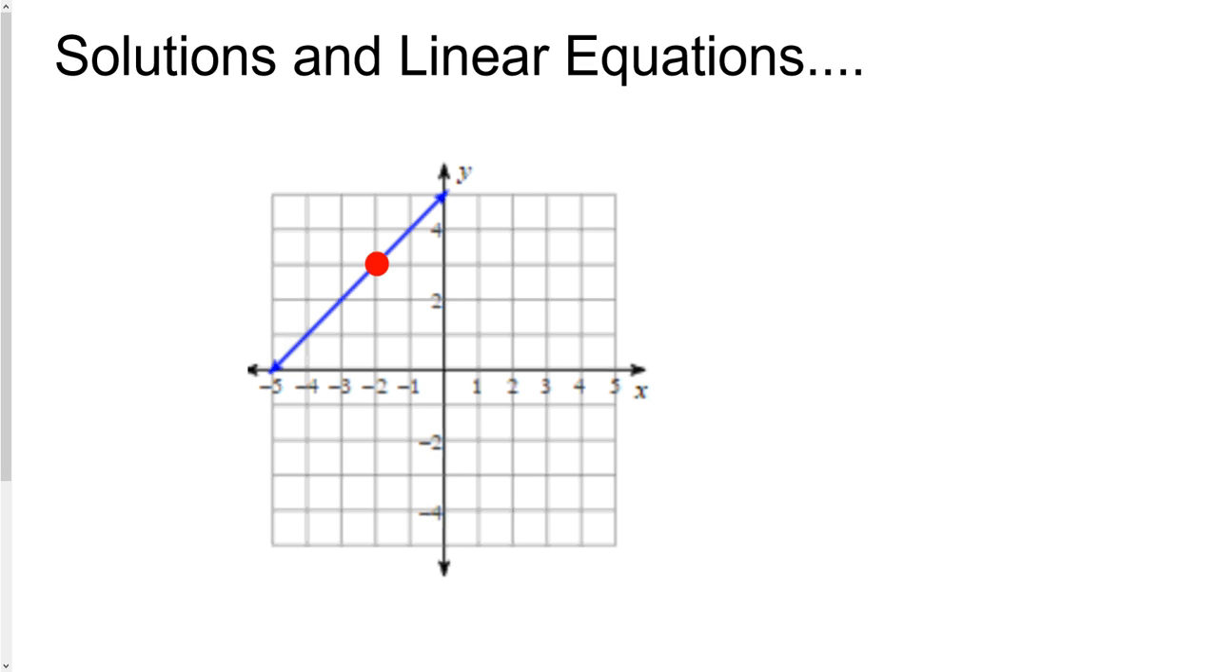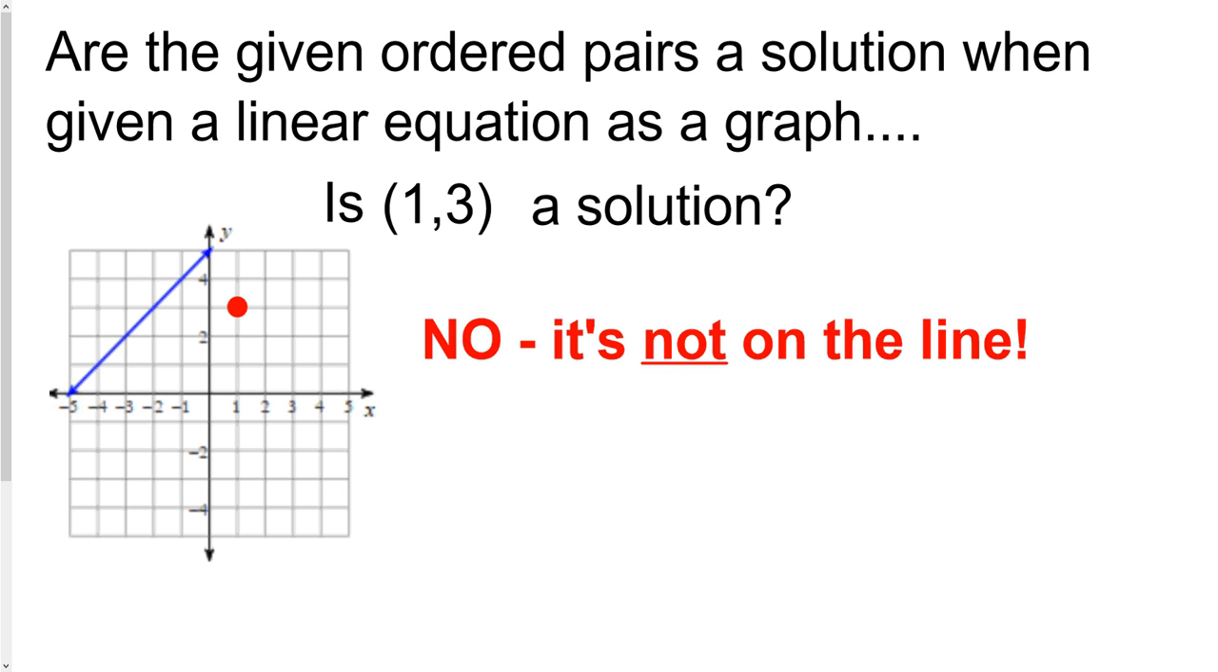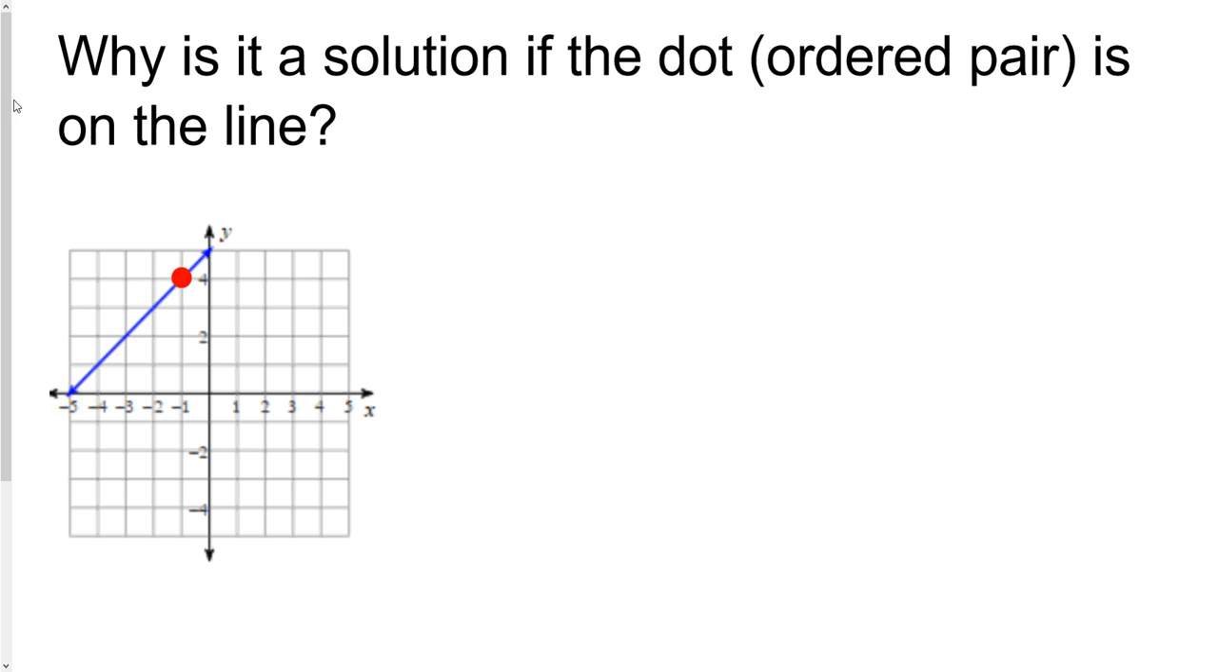Sometimes they're going to give us a graph like this right here, and they're going to ask, is this a solution? Or they'll say, is negative 2, 3 a solution? They won't even give you the dot, and you'll have to go put the dot. Well, if that dot is on the line, yes, it's a solution. If they give you an ordered pair, the dot that's not on the line, then no, it's not a solution. It's that simple. Now, to explain why this is the case, let's take a look at it.